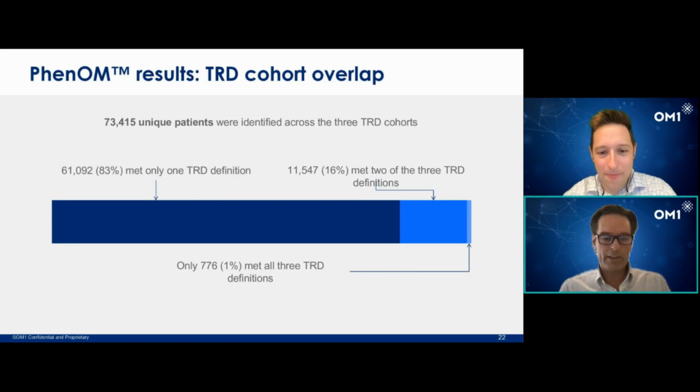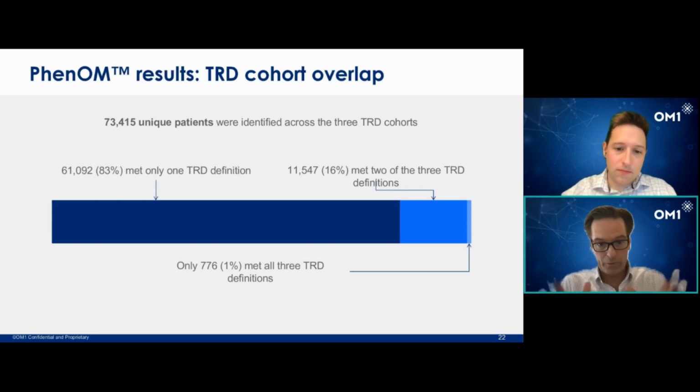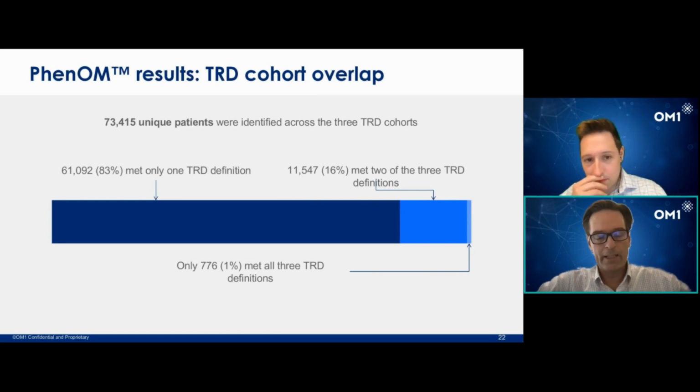So when we looked at the data, we were all surprised to see that of the 73,000+ patients that we identified with all 3 definitions, 61,000 of them, or 83%, only met one of the definitions. About 11,000, or 16%, met 2 of the definitions. And literally 776 patients out of the 73,000 met all 3, 1%. And that was a little surprising.